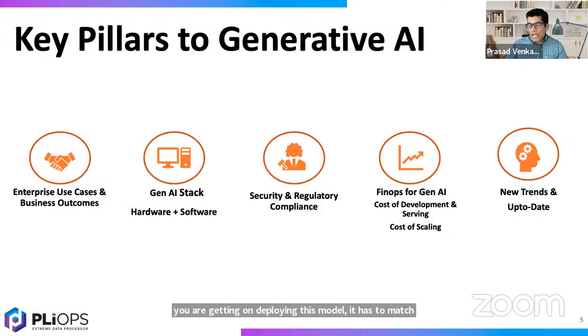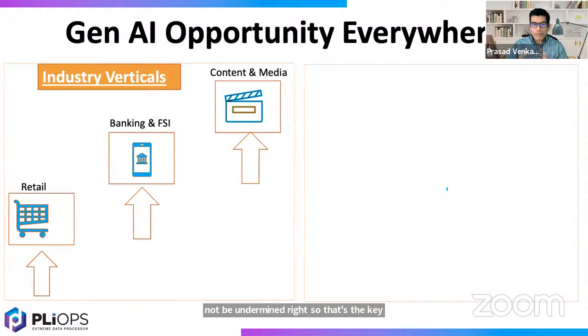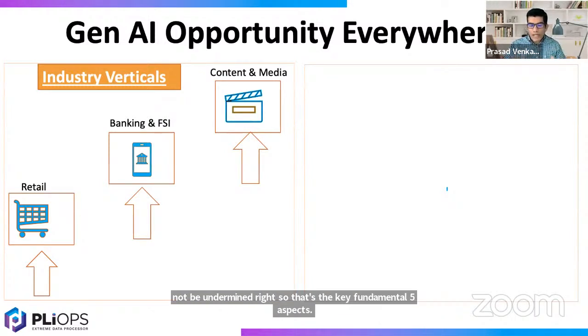Then the last aspect is new trends and how you keep up to date, because there are so many changes happening on the infrastructure, application and software side. Enterprises need to keep up to date so that when the competition comes out with a breakthrough approach, all your efforts are not undermined. So those are the five fundamental aspects. Let's dig into them one at a time.